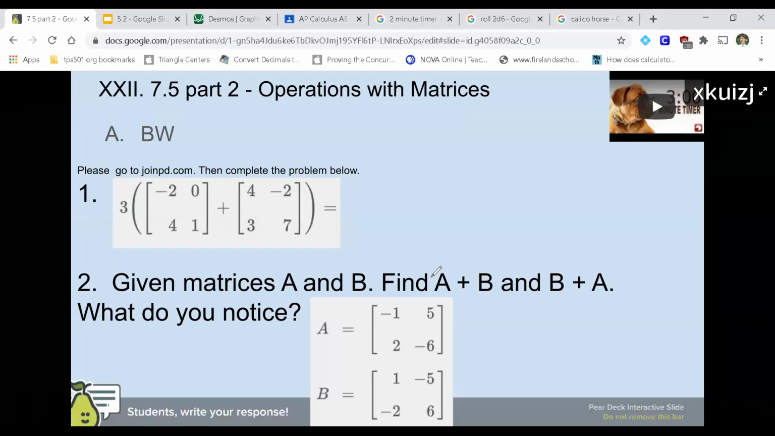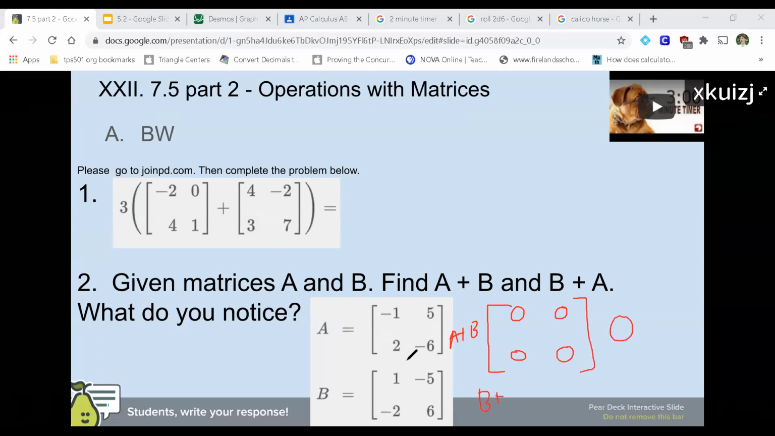Let's do the bell work. So for this one, A plus B, if I add my elements here, -1 plus 1 is 0. And then 5 plus -5 is 0. And then 2 plus -2 is 0. And -6 plus 6 is 0. So you get the 0 matrix.